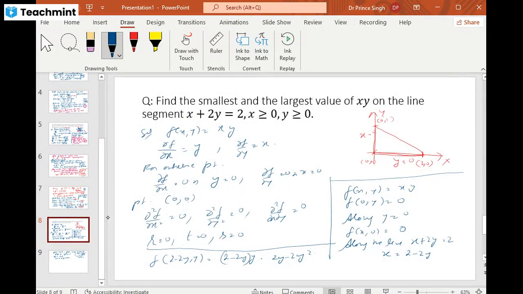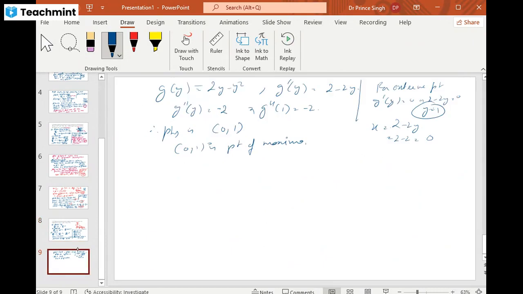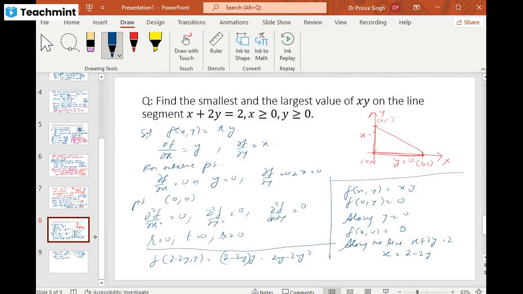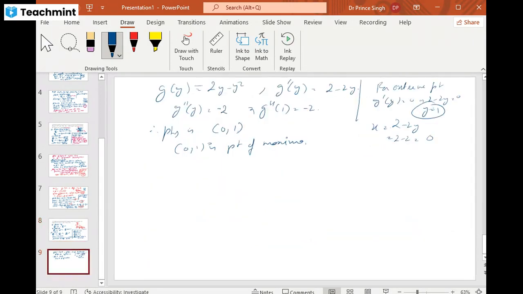So x is 2 minus 2y, 2 minus 4y, basically it is 4y. So the point is 1 by 2. So when I put x, y equal to 1 by 2, its value is 1. (1, 1 by 2). So because this point lies on this particular line only, it means that this is the point where the function attains its maximum value.